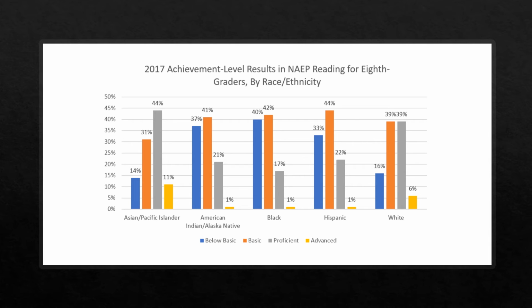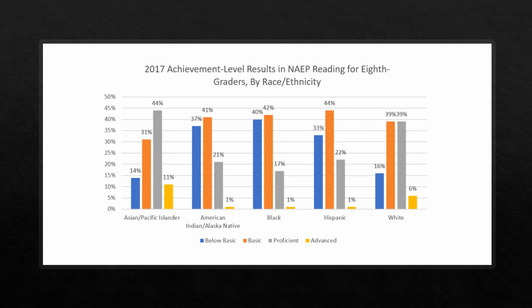If we take a look at the next bar, which is the gray bar, only 17% are performing at a proficient level. This means that they are meeting the standard or exceeding it. Only 1% are considered advanced. And luckily, we're tied with the Hispanic community and the American Indian community.